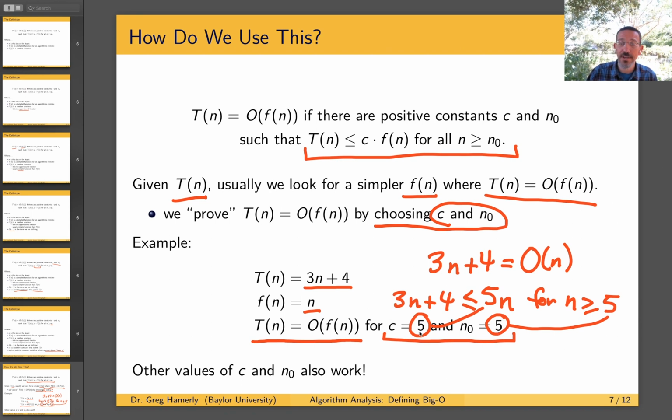I could have chosen c of 10 and n naught of 5. I could have chosen c of 5 and n naught of 10. Any values of c and n naught that make this inequality work for large values of n works to prove or to show that T of n is equal to big O of f of n. Those are just hand-selected values.